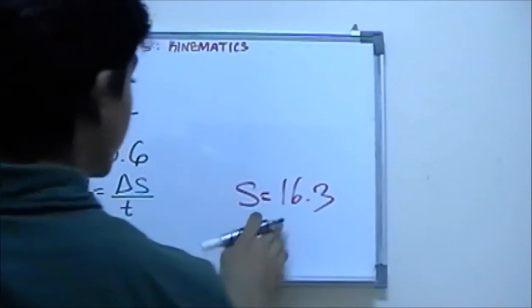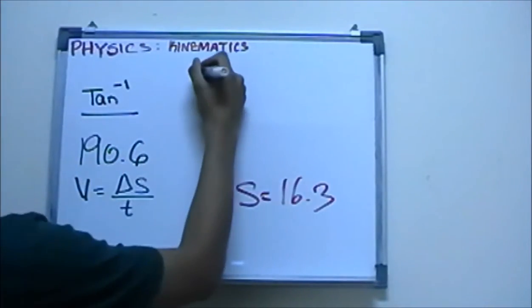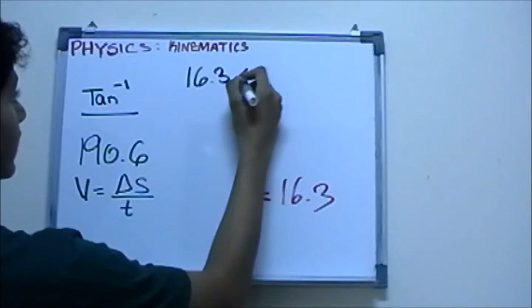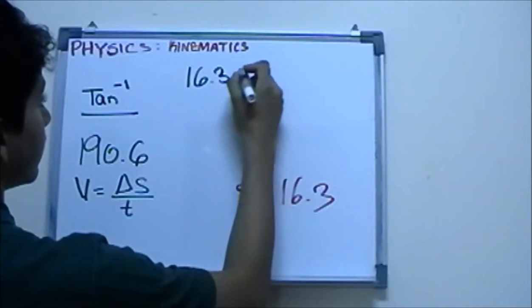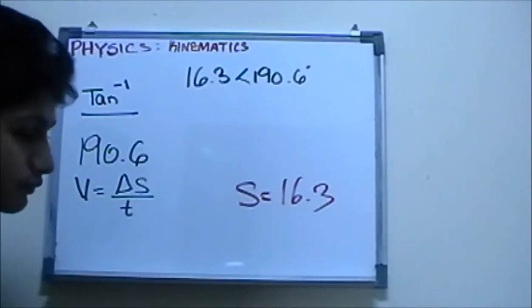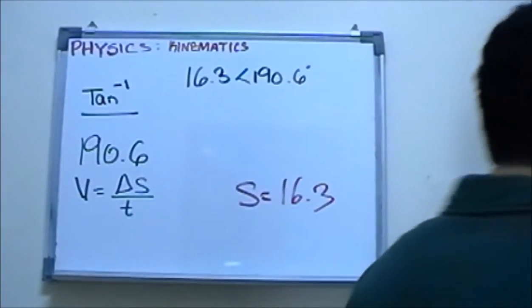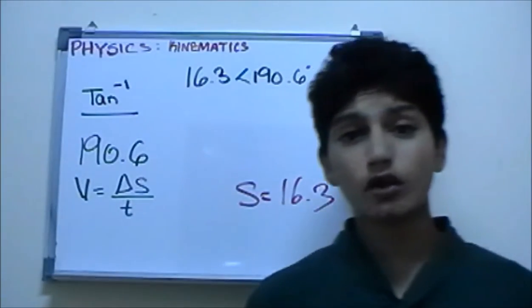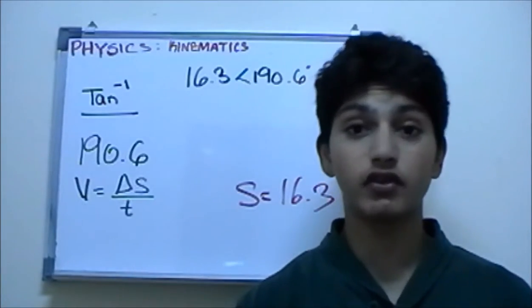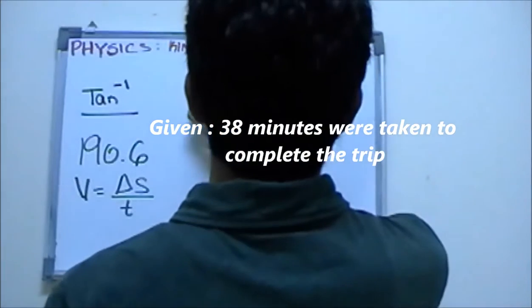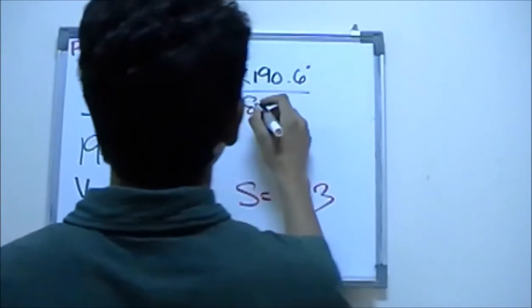Okay, so how do you write this? Well, you write it as 16.3 at the angle of 190.6. And how much time did it take? Well, here no time is given, so I'm going to give you a time: 38 minutes.